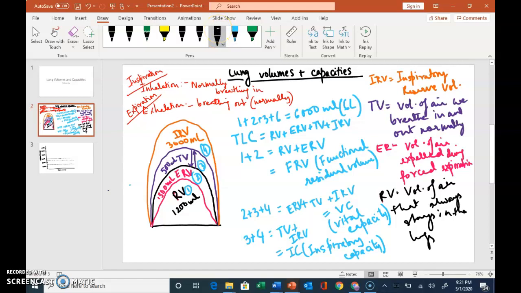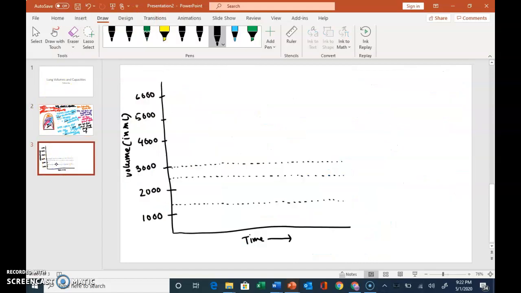So let me underline this. So 1 plus 2 plus 3 plus 4, this is total lung capacity, you must know. Then functional residual capacity, you must know. Vital capacity is another one, and inspiratory capacity. You must know these 4 lung capacities. All right, now if we need to graph it out, actually I'll make a separate video for the graph.